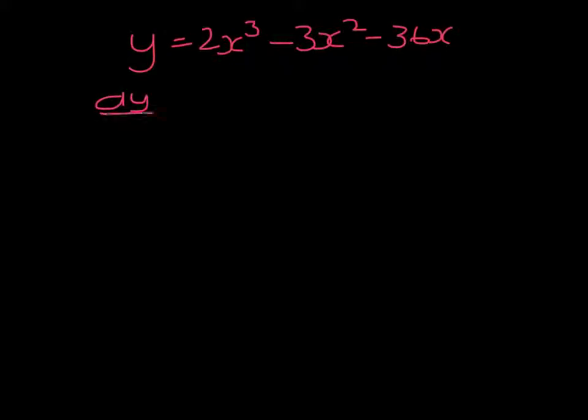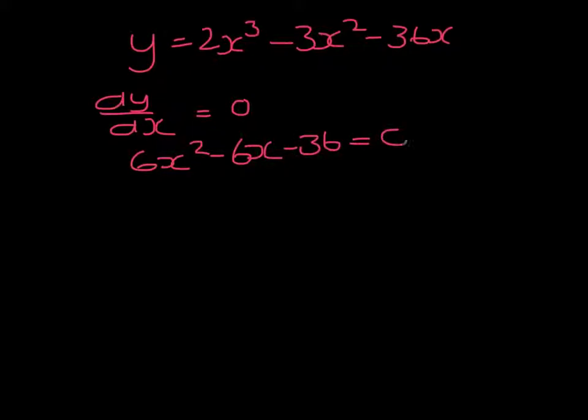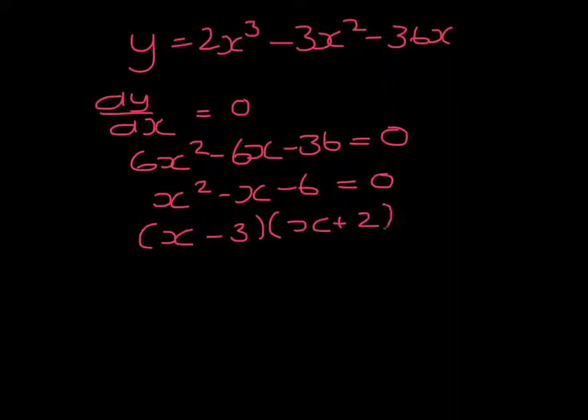So again, using dy/dx equals 0, 6x squared minus 6x minus 36 equals 0, dividing by 6, x squared minus x minus 6 is 0. I'm going to factorise this to solve it, but you could use the quadratic equation. x minus 3 times x plus 2 equals 0. So we have that x equals 3 or x equals minus 2.